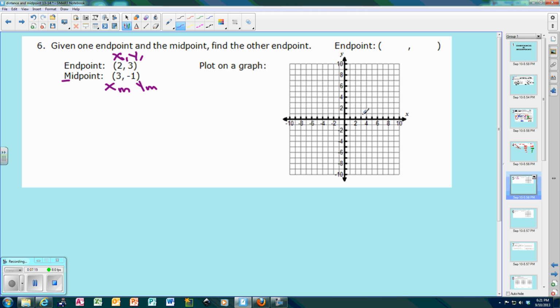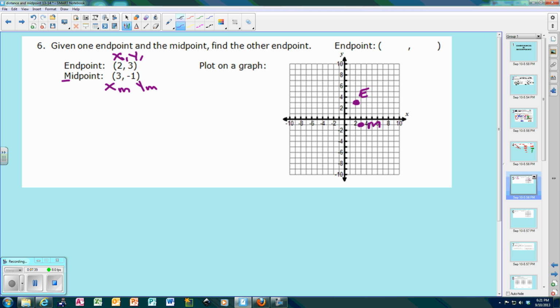All right, so let's plot them. So we've got 2, 1, 2, 3. So this is our end point. And then we've got 3, 1, 2, 3, -1. So this would be the middle. So I need to find the other end. So I know it's got to be down here somewhere.